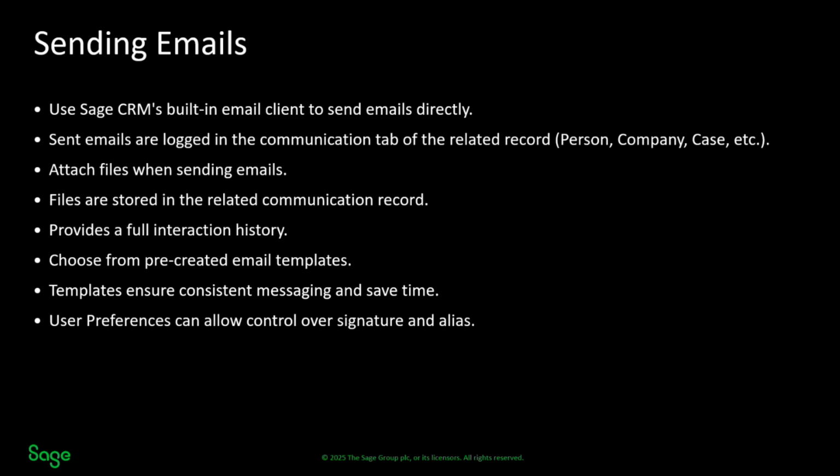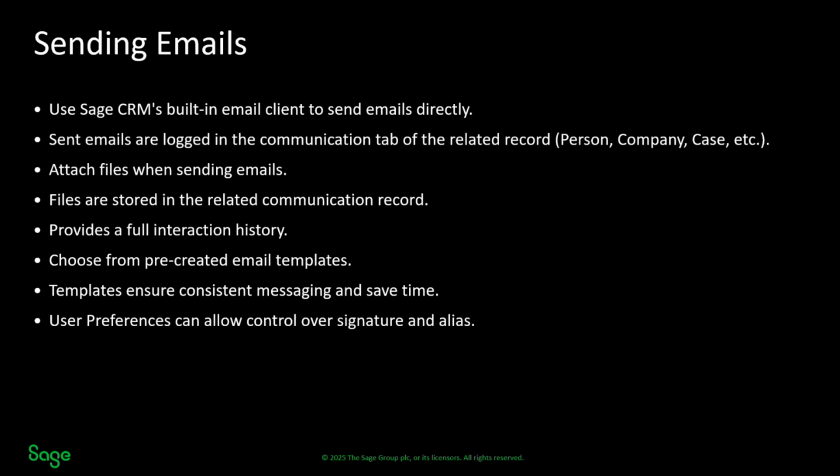So what we've seen about that process of sending emails is that Sage CRM has this inbuilt email client, which allows you to send emails directly. These sent emails are logged into the communication tab of the related entity. You'd have got an error if there was any problem with the sending. So person, company, case, etc., all the context in which you can send an email out into, and the communication would be linked at that point.